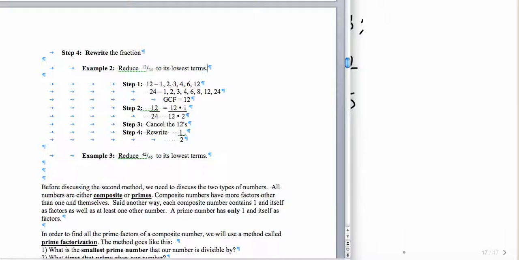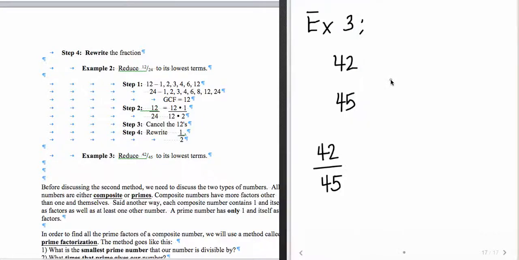So we're going to reduce 42/45 in this manner. So 42, we start out here with 1 and 42. And then we say, does 2 go into it? Yes, 2 times 21. And then does 3 go into it? Yes, 3 goes into it. 3 times 14. I'm doing that division in my head.